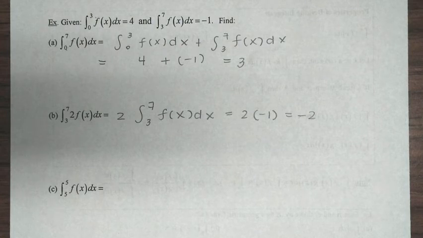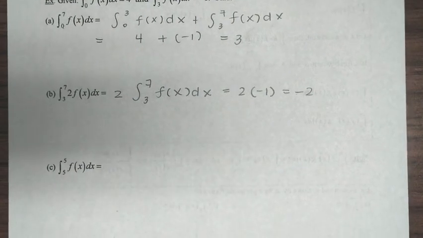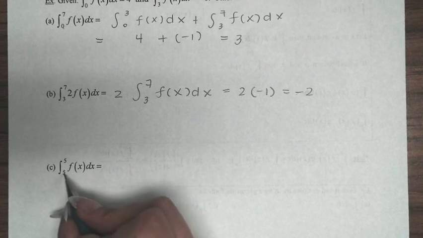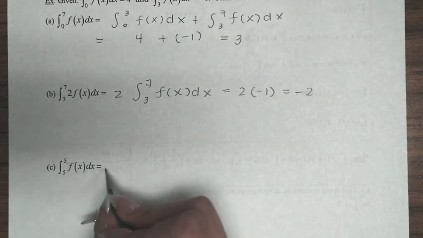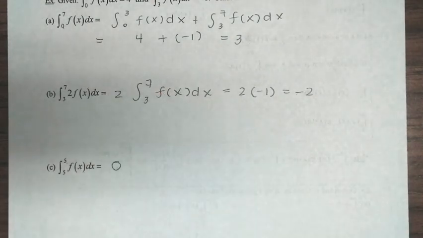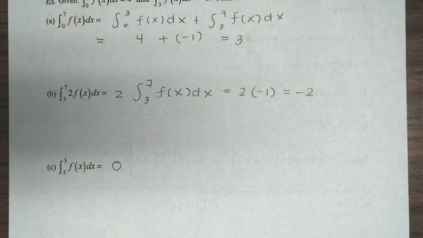Now the last problem. We mentioned that the integral from a number to the same number of f of x dx is going to be 0, because the base of your rectangle is going to be 0. And that's pretty much it.